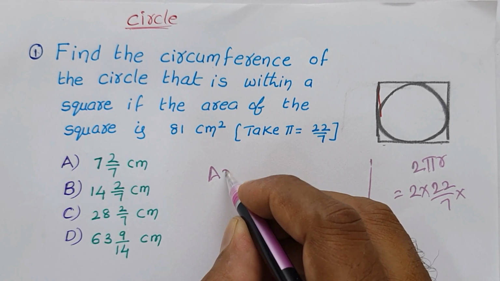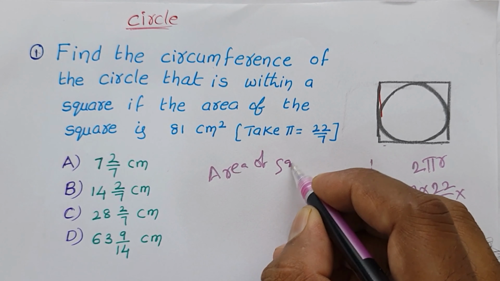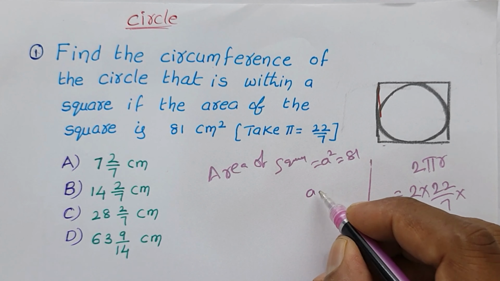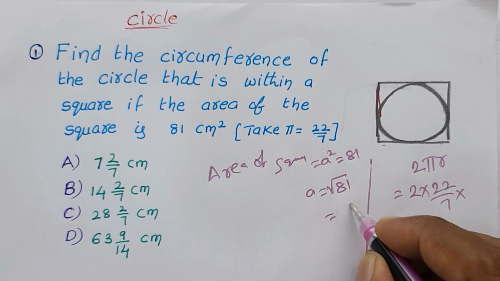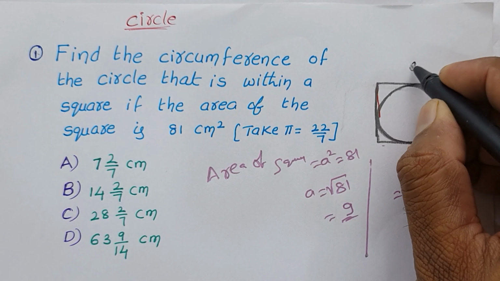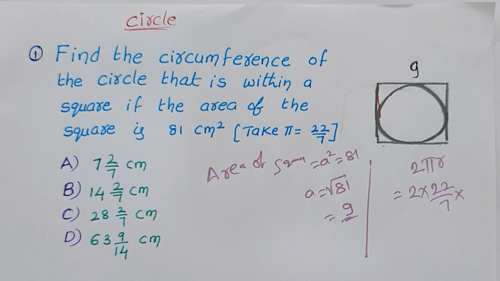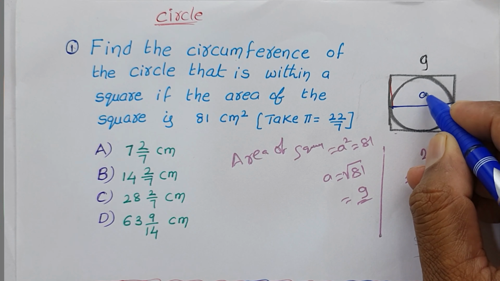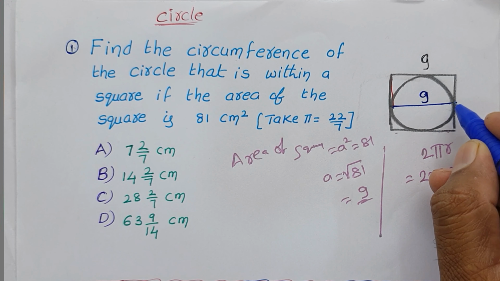The area of the square is a square, which is equal to 81. So a is equal to root 81, which is equal to 9. So the length of the side of the square is 9 centimeters. This 9 centimeters is the length of the diameter of the circle. So 9 centimeters is the diameter of the circle.